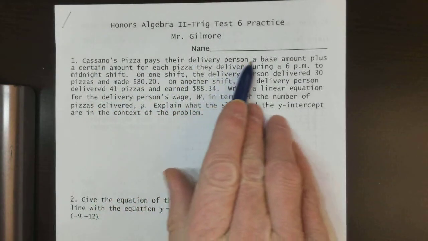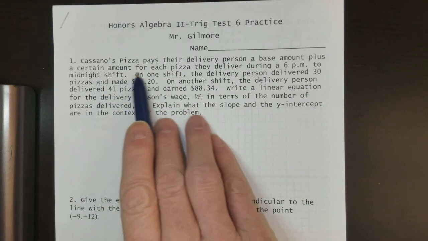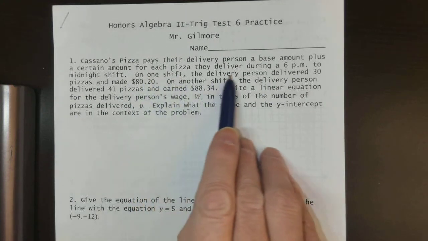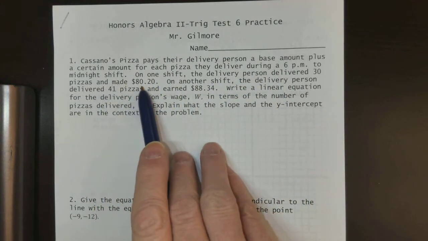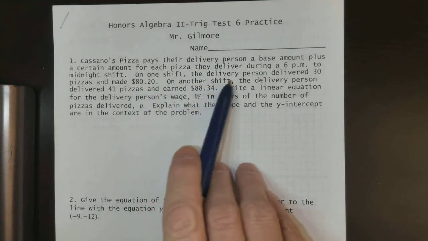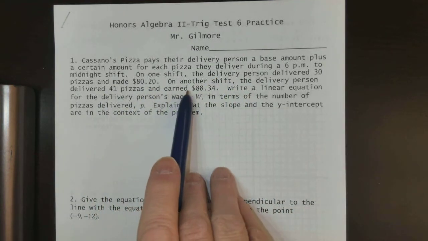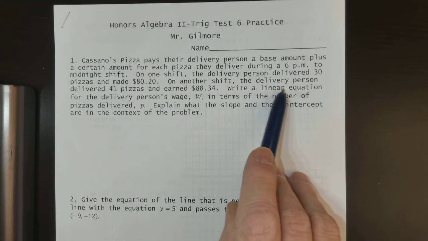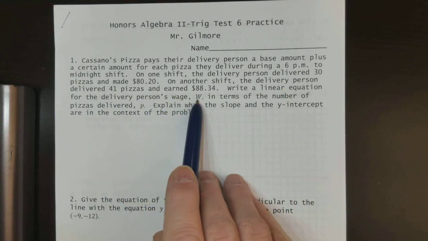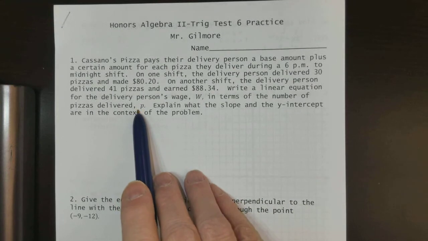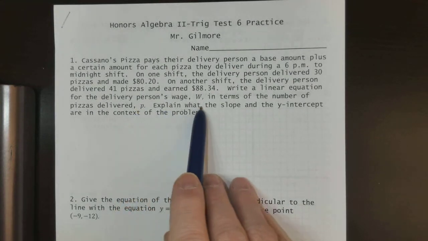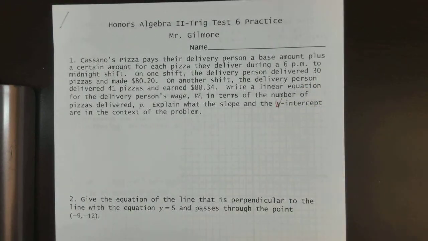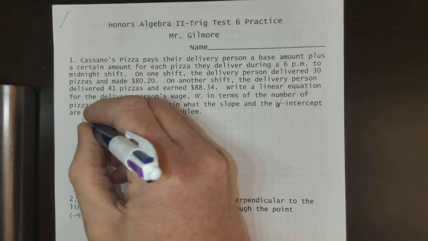Casano's Pizza pays their delivery person a base amount plus a certain amount for each pizza they deliver during a 6 p.m. to midnight shift. On one shift, the delivery person delivered 30 pizzas and made $80.20. On another shift, the delivery person delivered 41 pizzas and earned $88.34. Write a linear equation for the delivery person's wage, W, in terms of the number of pizzas delivered, P. Explain what the slope and y-intercept, probably should be W-intercept, are in the context of this problem.